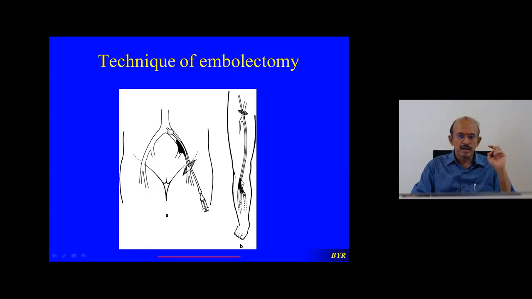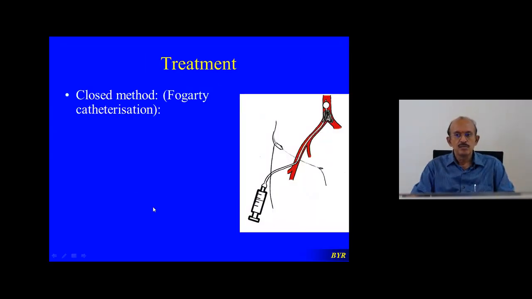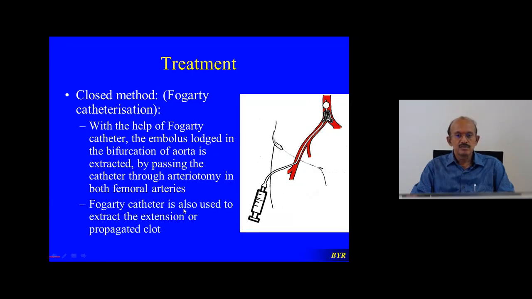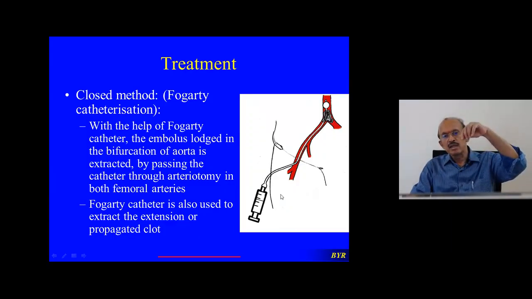Any clot or any embolus anywhere can be removed with this particular Fogarty catheter. With the help of the Fogarty catheter, the embolus lodged in the bifurcation of the aorta is extracted by passing the catheter through the arteriotomy in both femoral arteries. The Fogarty catheter is also used to extract extension or propagated clot. So if the propagated clot is there, the whole clot can be extracted. You pass the catheter till the end of the propagated clot, inflate the balloon and gradually extract it.